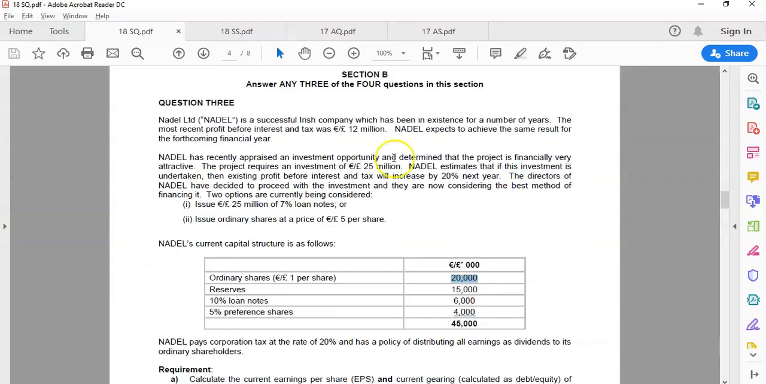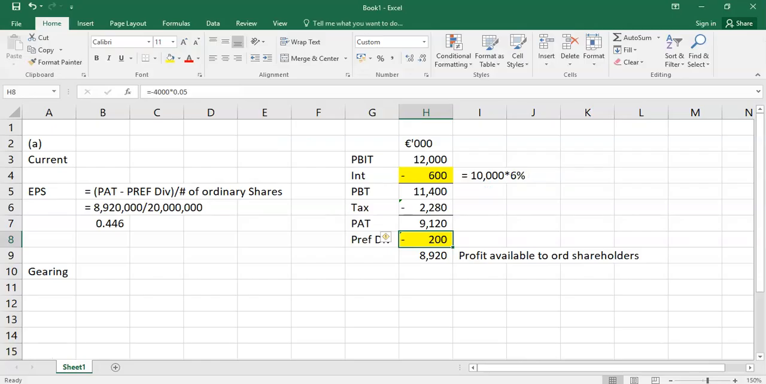So for example, if that said 50 cents, you'd have 40 million shares. Or if that said €2 per share, you'd only have 10 million shares. So remember, these are euro figures. They're not necessarily the number of shares. You need to know the par value or the nominal value of each share. So that's your first one, your earnings per share based on the current capital structure.